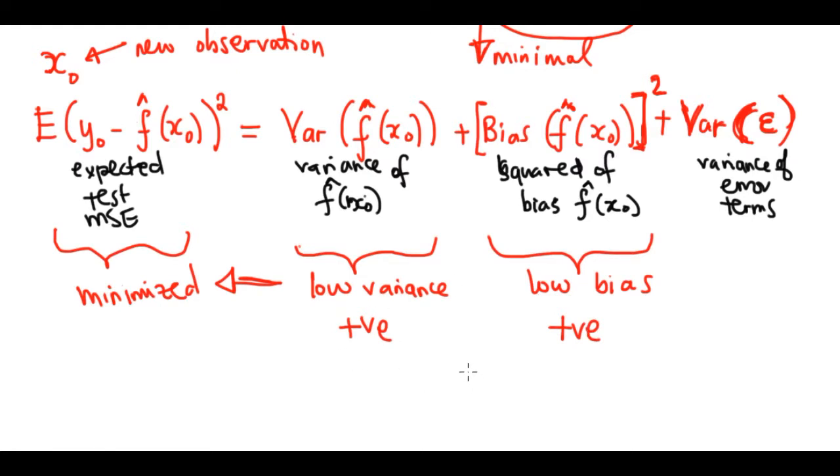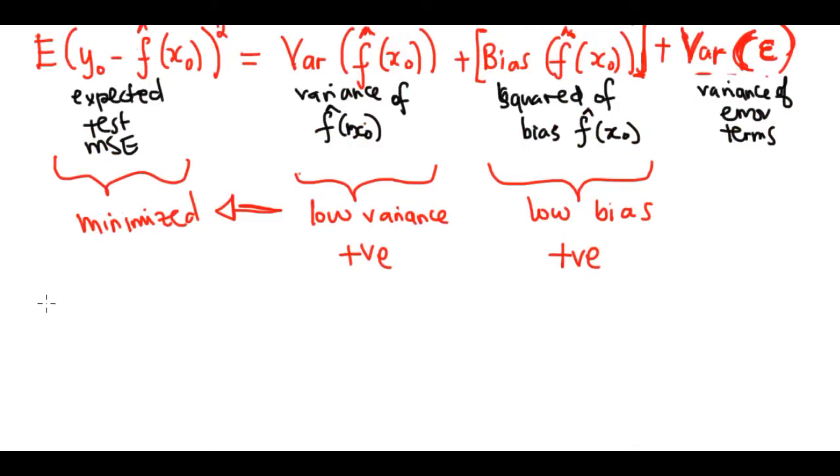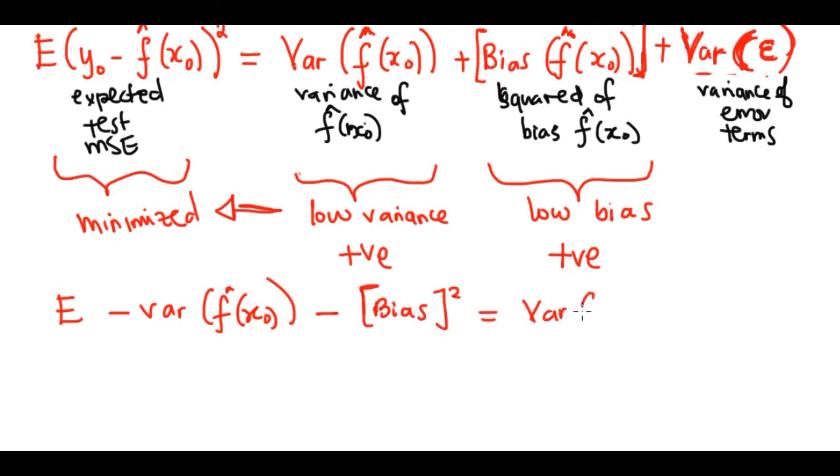What this then implies is that this expected test MSE can never lie below this variance here. It can never lie below the variance, right? If you move everything to one side and work with the variance, this expected test MSE minus the variance is equal to the squared bias plus the variance of the error. I'm getting into maths, though I said I don't want to, but we know this is a positive quantity and we know this is a positive quantity.